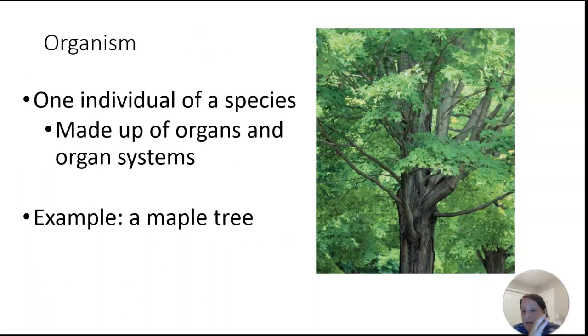When we put all those organ systems together, in this example we have leaves, stems, and roots. We have the shoot system and the root system, we would say. When I put all of those together, I end up with an organism. So an organism is one single individual of a species that is made up of organs and organ systems. The example here is the maple leaf.